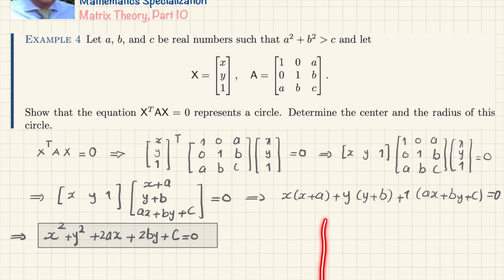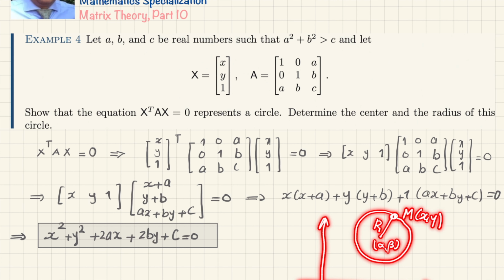For example, assume that I have this coordinate system and I have a circle here. Let us assume that its center is alpha and beta, and its radius is r. Yes, we use the distance formula. Because if I have a point on this circle, let us call it M, with coordinates x and y, the distance from M to the center is always equal to the radius. It doesn't matter which point, all the points have the same property.